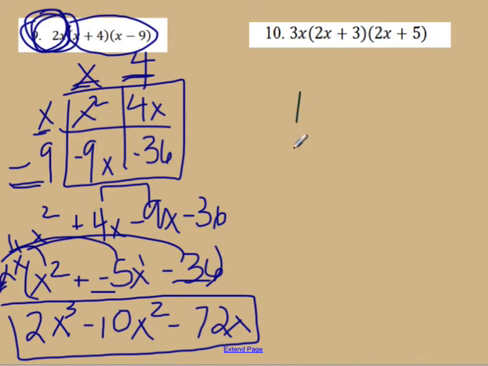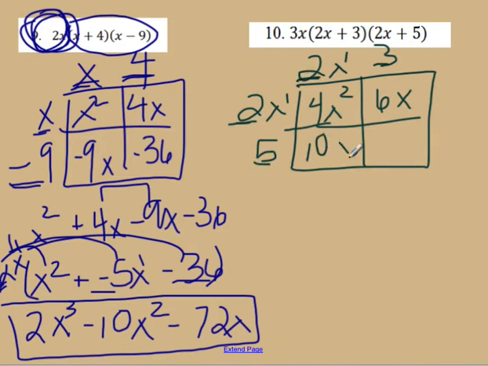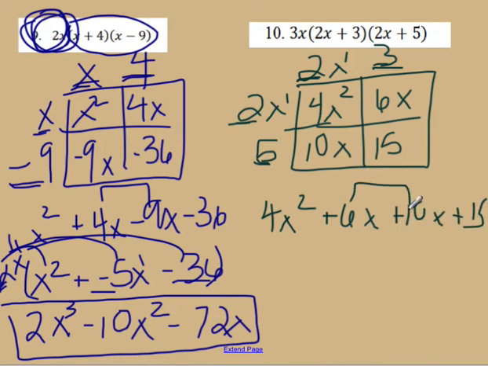Okay, so next let's take a look at the box method. So we have 2x and 3, 2x and 5. So 2 times 2 is 4. X to the first times x to the first is x squared. 2 times 3 is 6, and then we have an x. 5 times 2 is 10, and then we have an x. 5 times 3 is 15. So now we're going to go ahead and write out those terms. Combine the middle two.